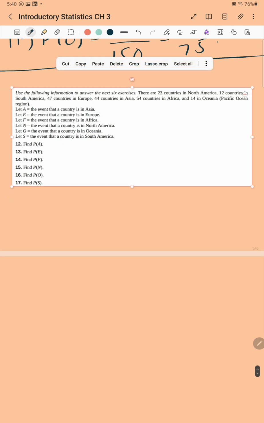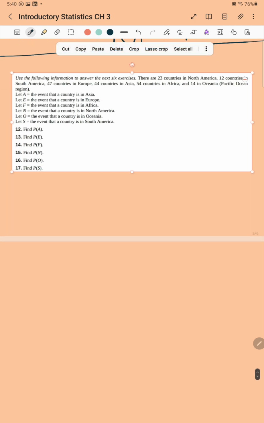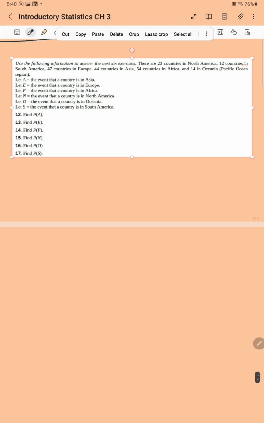Okay, next is, use the following information to answer the 6 exercises. There are 23 countries in North America. As we get the information we will write it down so that it becomes easy. 23 countries in North America, 12 countries in South America, 47 countries in Europe, 44 countries in Asia, 54 countries in Africa and 14 in Oceania, Pacific Ocean.